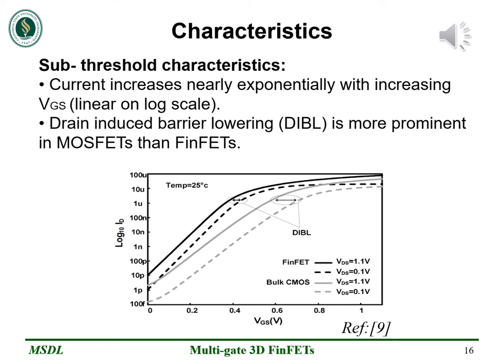The figure here shows the subthreshold characteristics of a FinFET in black. ID increases nearly exponentially in the subthreshold region, so it appears linear on a log scale. As we can see here, as VDS is increased from 0.1 volt to 1.1 volt, the difference in ID is smaller in FinFETs compared to the difference in ID for the same increase of VDS in bulk CMOS. This means that the drain-induced barrier lowering is more prominent in MOSFETs than FinFETs. So overall, this is the basic working of FinFETs.